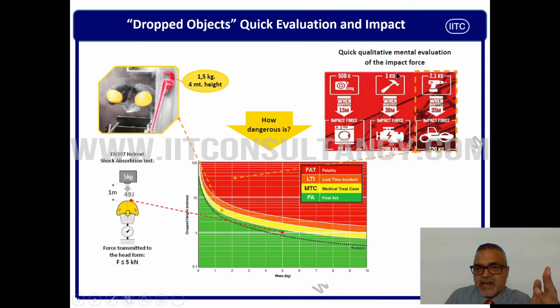A 1 kg hammer falling from 30 meters has an impact equivalent to 295 kg. It is like one valve. If 295 kg lands on your head, will you survive? Likewise, there is a portable drill machine of 2.1 kg. When it falls from 35 meters, the impact is 720 kilograms.